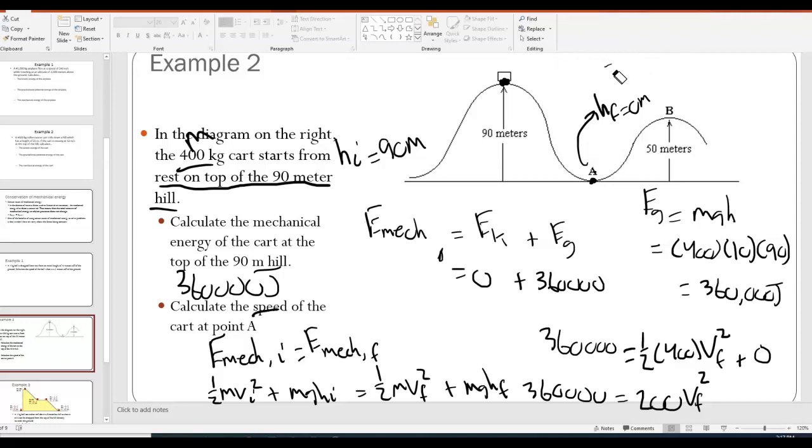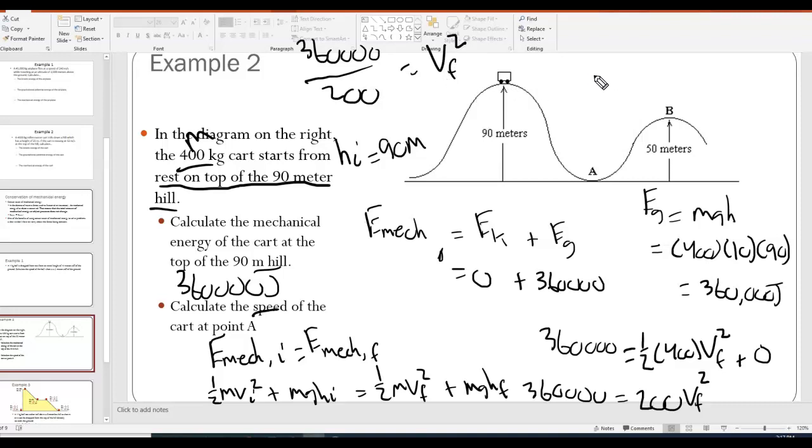Okay, and so these problems, as you can see, might take you some practice, for sure. That's normal. That's to be expected. So now I'm going to finish off the problem. I have 360,000 equals 200 times V_F squared. I need to divide both sides by 200. So I'm going to do 360,000 divided by 200 equals V final squared. And then I'm going to take the square root after that.